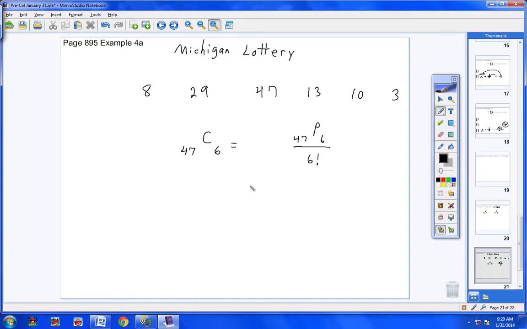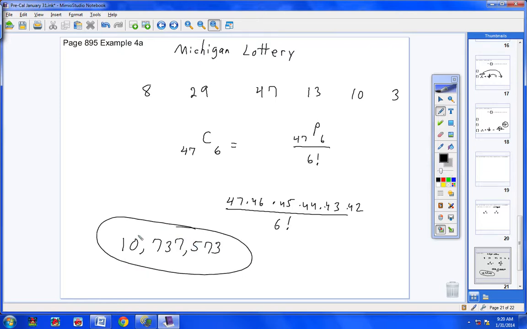So actually, you don't look at the bottom of their page. The answer still comes out the same, and if you don't believe me, you can type it in and see. Up top in your numerator, we would have 6 blanks, so it'd be 47, 46, 45, 44, 43, 42. There's your 6 numbers, and we're multiplying all those. And then on the bottom, of course, we would have 6 factorial. If you type that into your calculator, you will get 10,737,573. Okay, so that's how many different options there are.